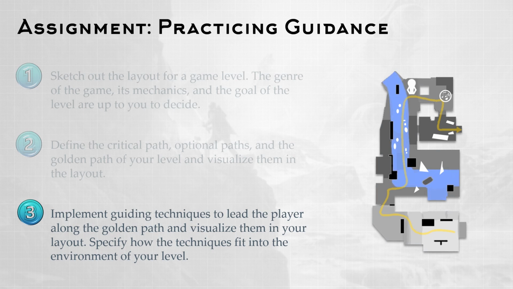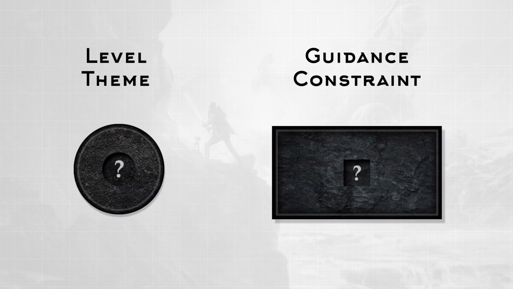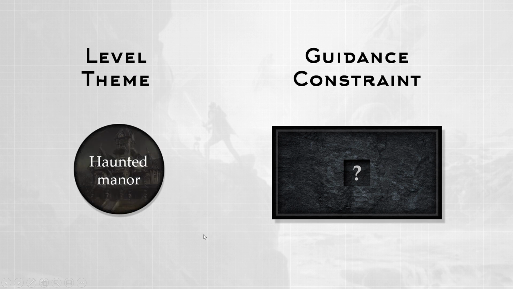To make this task a bit more unique for you specifically, you will receive a level theme and a guidance constraint. So the level theme is just the rough location that your level should represent, like for example a haunted manor, and this should just help you kickstart the creative process. And then the guidance constraint is a certain type of condition that you should pay attention to when you decide what kind of techniques to apply.